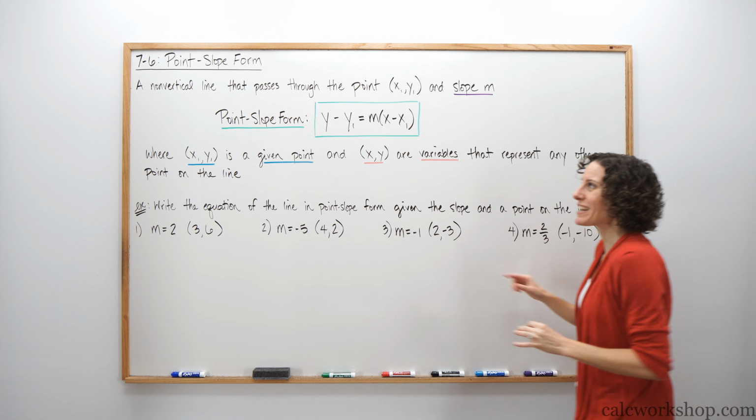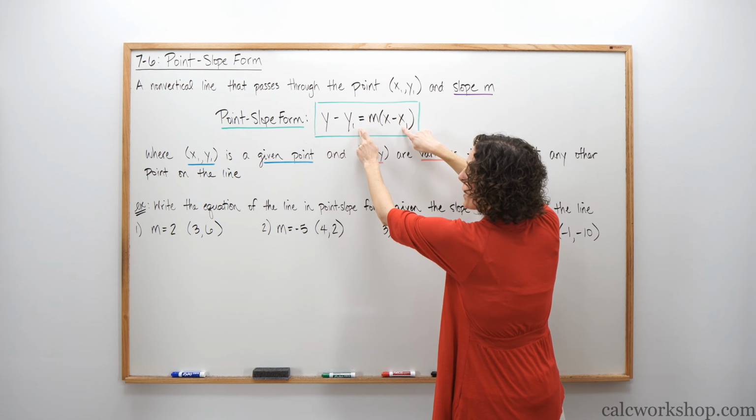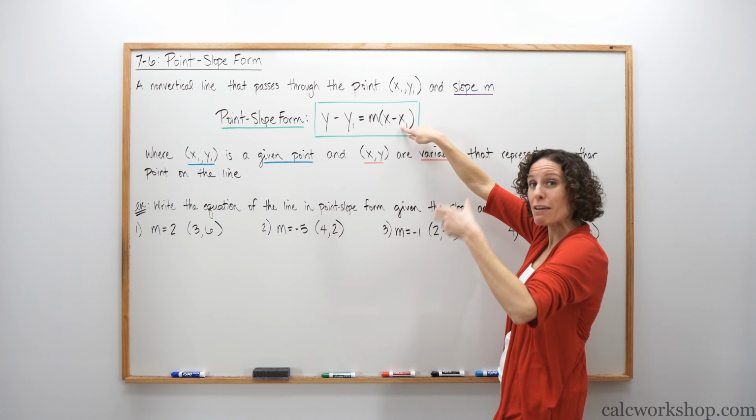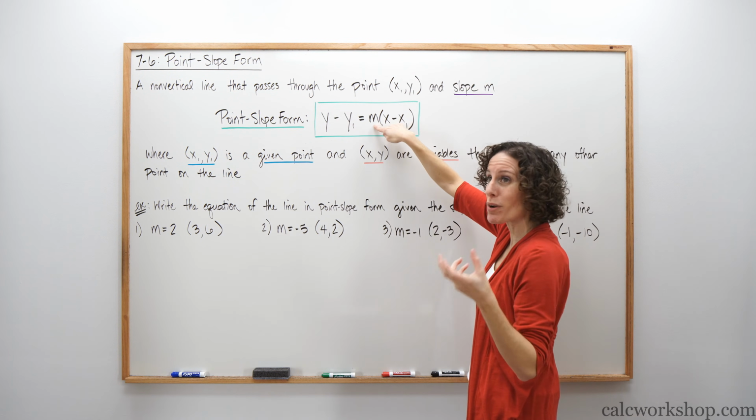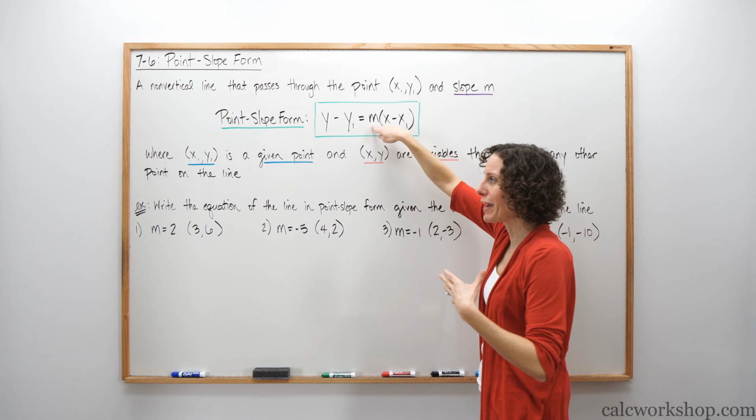So what you're really seeing is that this x and y are the only variables. x1 and y1 are numbers. They represent a given point. m is also a number. It's a constant. It represents the rate of change, the steepness of the line.